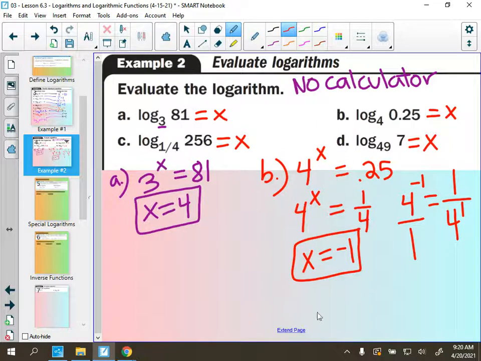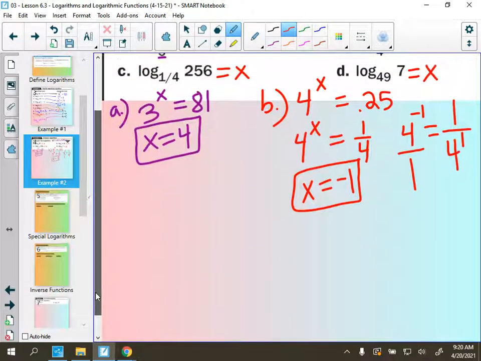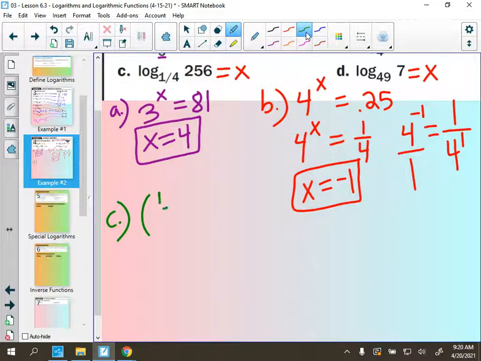Similar here with part C. Let's hammer it out. Change forms. Base 1/4. Use your parentheses. 1/4 to the something power has got to equal 256. So this one's because the number's big.